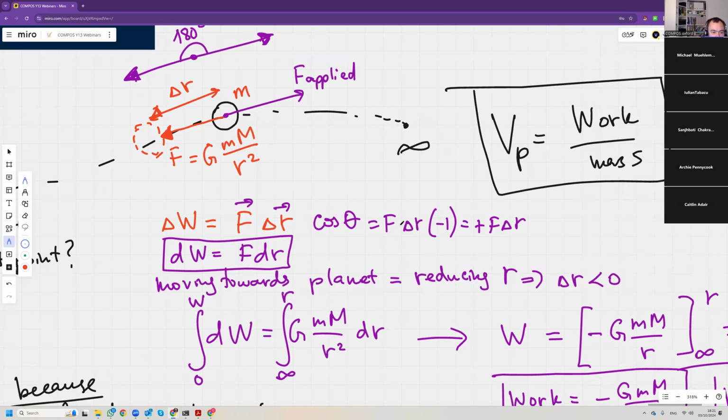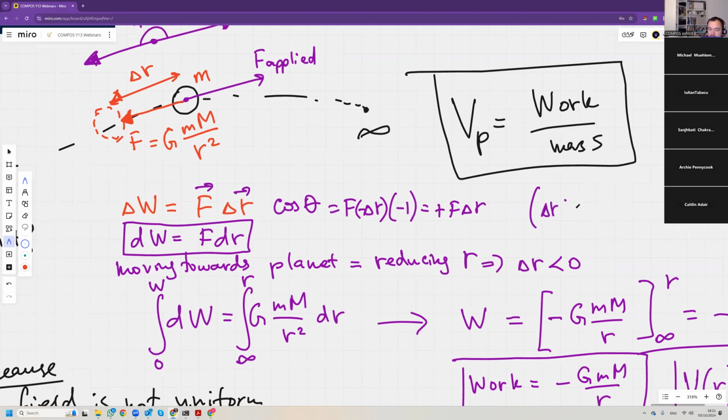How do we put it? Well, let's say like this. So delta R vector is minus delta R, where delta R is a positive scalar. Vector delta R is a vector in the negative direction, yes, because it's moving towards the planet, and that decreases the distance to the planet. That's why it's negative. Delta R itself is positive, it's just the length, but the vector delta R is negative, if that makes sense. It's a negative change in distance.